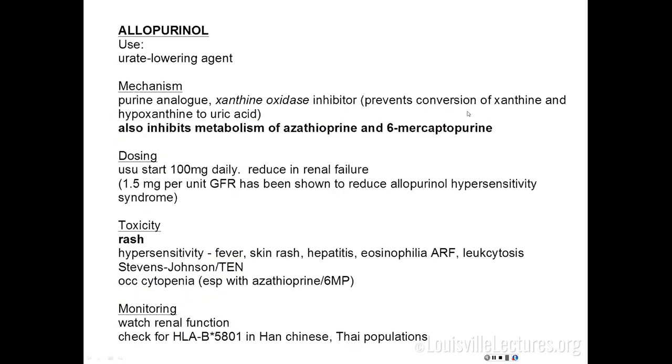So allopurinol. It's a purine analog, xanthine oxidase inhibitor, but it also inhibits the metabolism of azathioprine and azathioprine's active metabolite, 6-mercaptopurine. So it's not absolutely forbidden that you use them together. If you absolutely have to, I'm not sure. I've never seen anybody do that. It would be a pretty gutsy move.